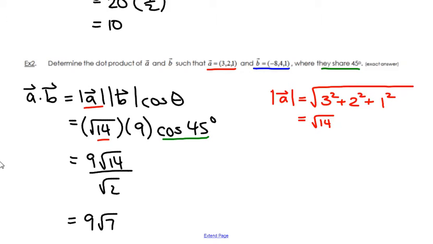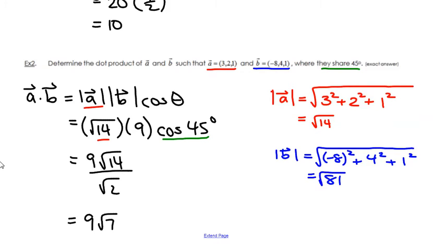Now let's do the b. Magnitude of b is going to be each of the components, don't forget your brackets, squared, 4 squared, 1 squared, and then square rooted. So Pythagorean theorem, 64 plus 16 plus 1, I believe that's 81. And then that's going to equal 9. Okay, so that's where this comes from. Then we're just going to multiply everything together, right? So 9 square root 14, cos 45 is 1 over root 2. And that's why I got the root 2 on the bottom.